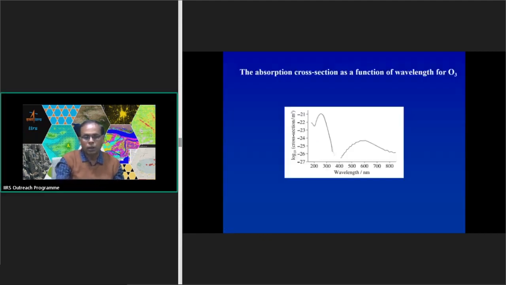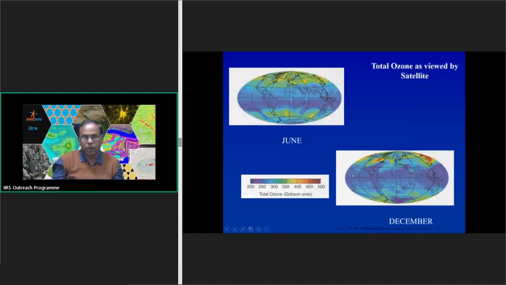And this is the absorption cross section of ocean, and at the lower wavelength range, the absorption coefficient is depicted here compared to the visual wavelength, and this difference can be utilized to map the ocean.